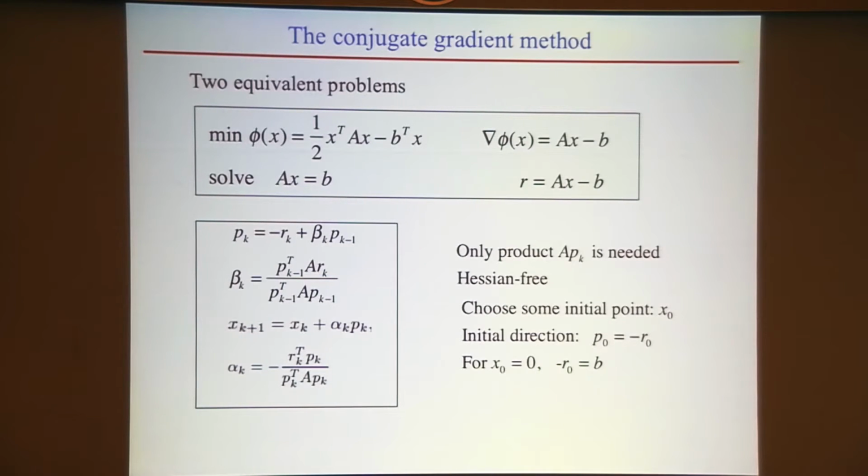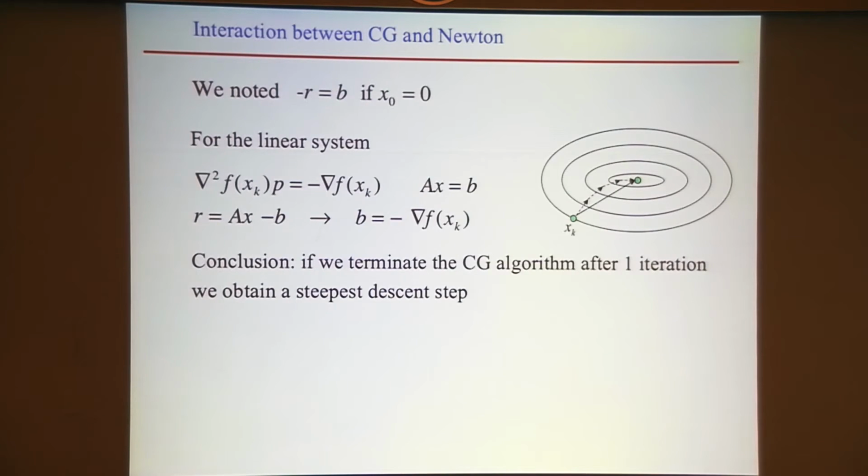So just to summarize here, we can start the conjugate gradient method with any vector. But if you started with the 0 vector, you will find some special properties. Okay, so I noted in the previous slide that if you start with the initial vector of 0, then the initial residual, minus the initial gradient, the steepest descent direction, is equal to b.